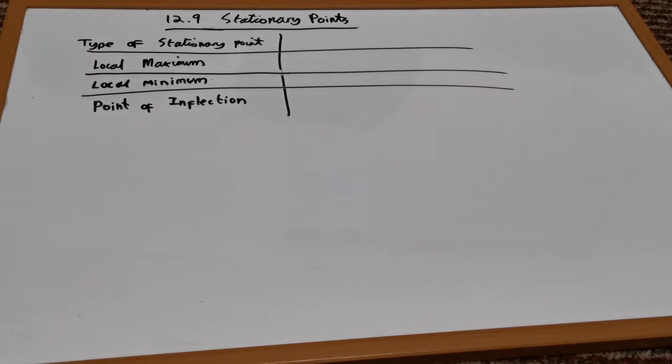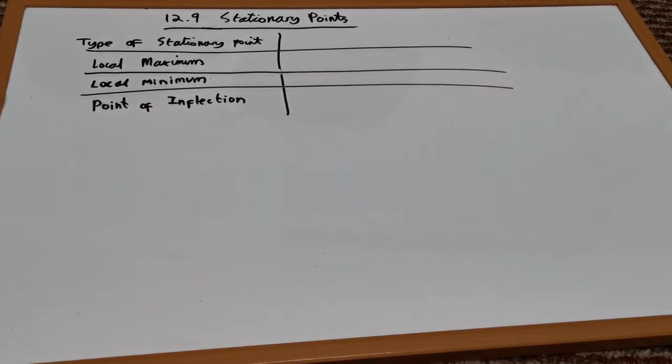Hi guys, today we'll be going through stationary points, which is section 12.9 of the AS level Pearson Edexcel textbook.